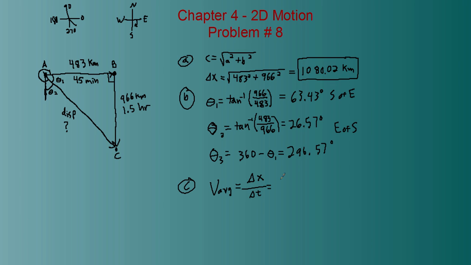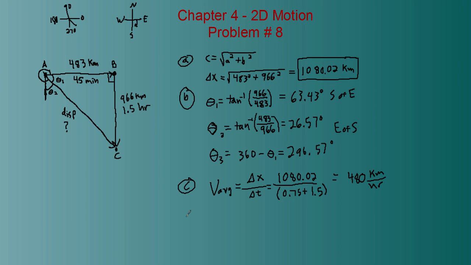1080.02 over, and then the total time is, the first part is 3/4 of an hour, so 0.75 hours plus 1.5 hours for this part of the trip. And that equals 480 kilometers per hour.